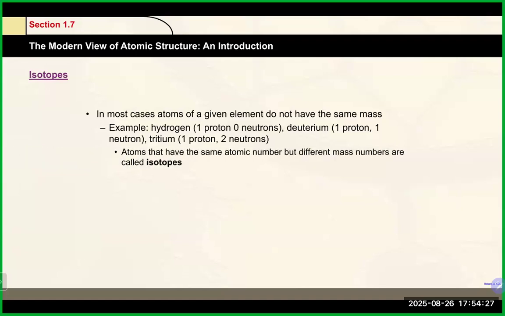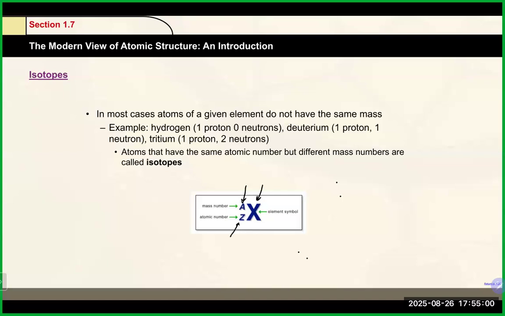Now, in most cases, as I mentioned, we do have isotopes. So for example, hydrogen has 1 proton, no neutron. Deuterium, which is sometimes referred to as heavy hydrogen, has 1 proton and 1 neutron. And tritium has 1 proton and 2 neutrons. Tritium is basically the radioactive version of hydrogen. And we sometimes write isotopes like we see here on the bottom. We use the symbol, and on the top left, we put the mass number. And on the bottom left, we put the atomic number.